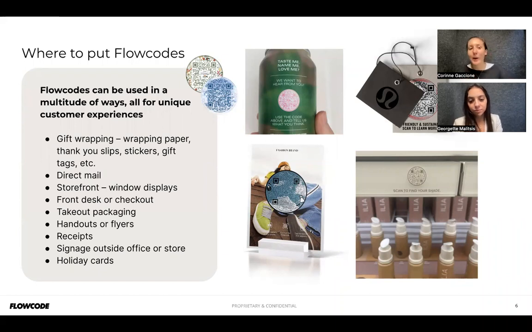But different ways that you can use codes in your day-to-day are gift wrapping. So this is more apparent in the holiday season, but you can put it on wrapping paper. Georgette is running an event at our office this month, and she put Flowcodes repeating throughout the wrapping paper, which is such a great idea. You can also add them onto thank you slips, stickers, gift tags, so you can really get creative with it in terms of the seasonality of it.